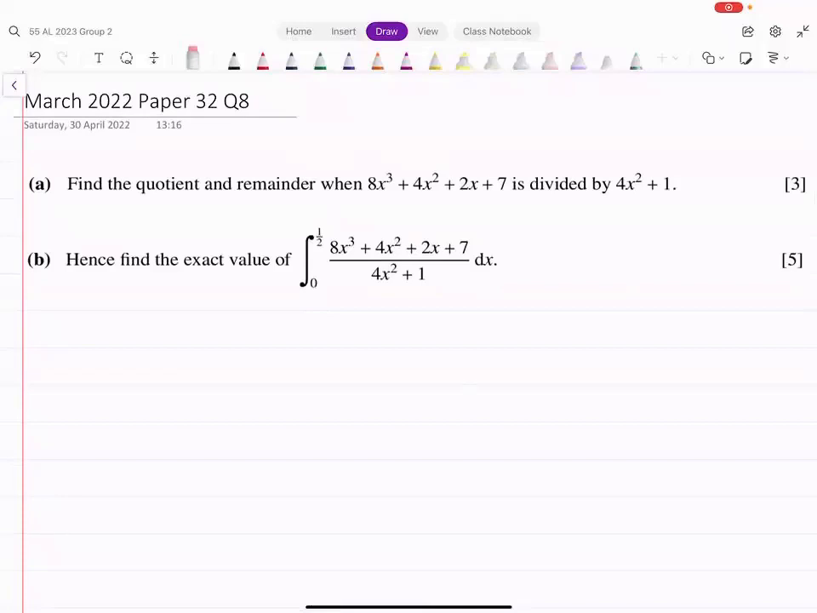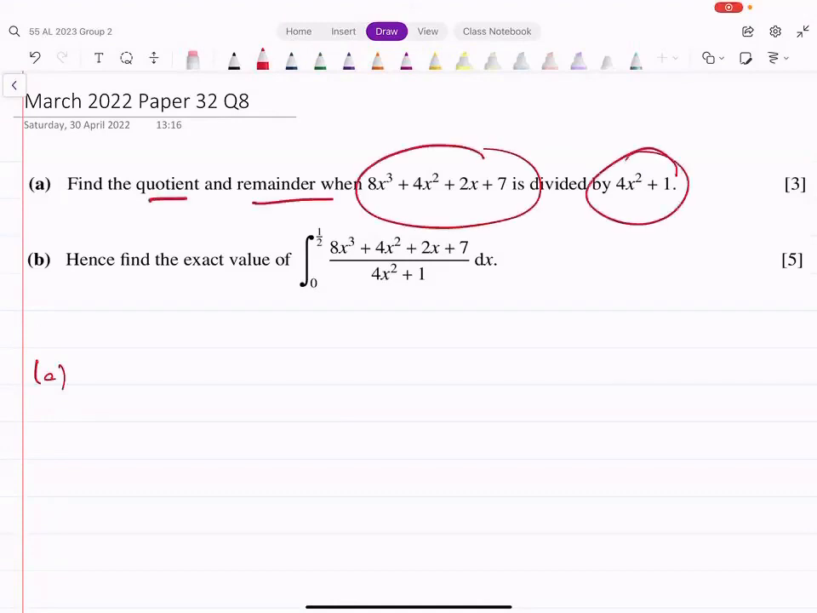This is from the most recent paper, March 2022. So then there's another type of question that they've recently started giving in paper 3. I've only seen 2 of them. This is one of them from March 2022. Now, what are you asked in the first part? You have to find the quotient and remainder when this thing is divided by 4x squared plus 1. You have to find it. Okay.